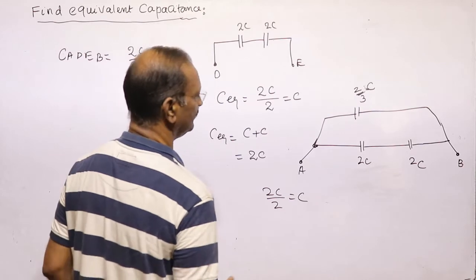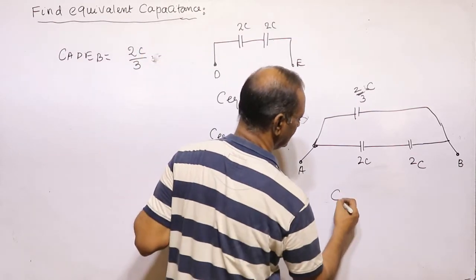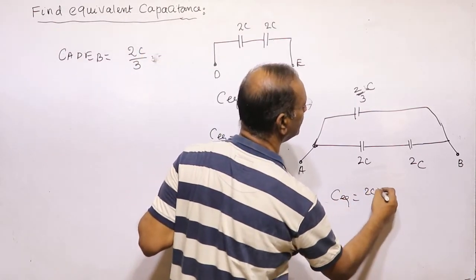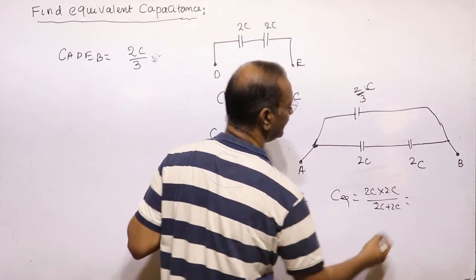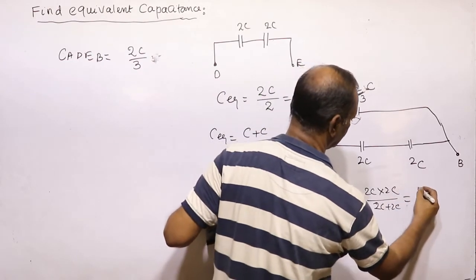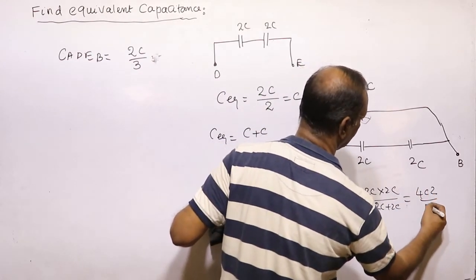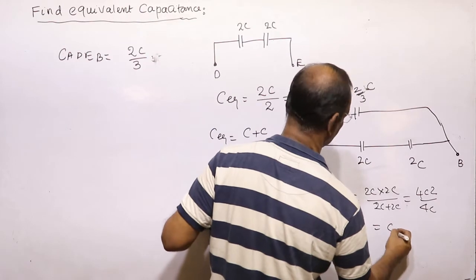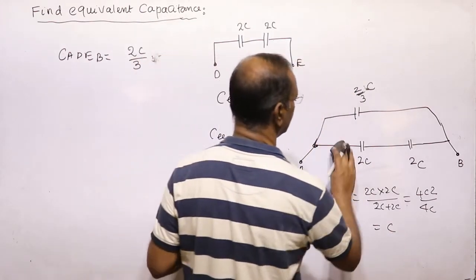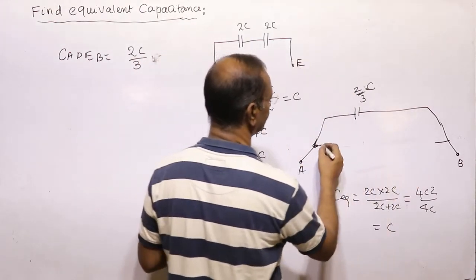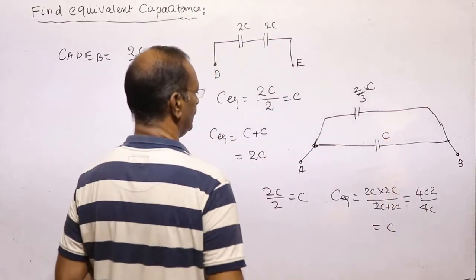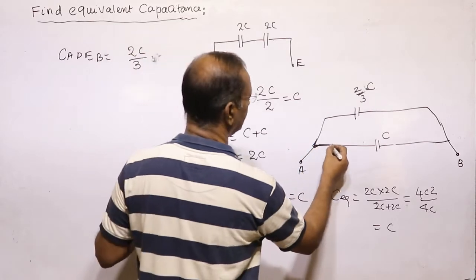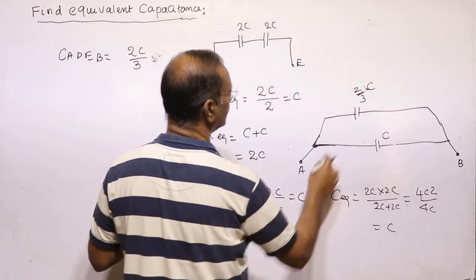Why are we writing this? If it is in series, we can write C equivalent is equal to 2C into 2C divided by 2C plus 2C. This is the way we normally calculate, that is 4C square divided by 4C, which is equal to C. So this can be replaced as C.